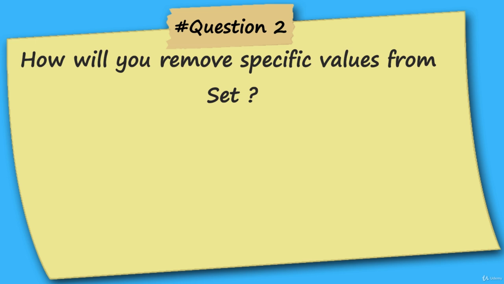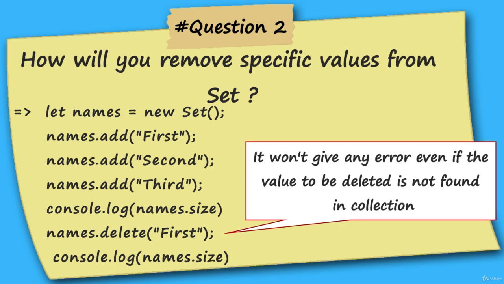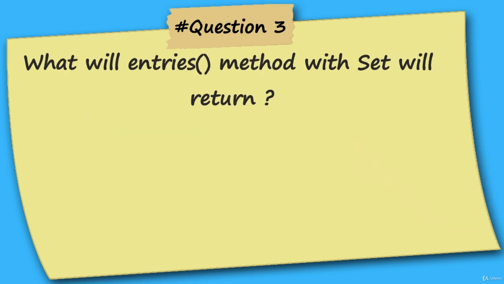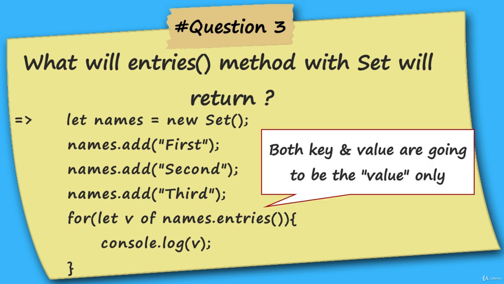The second question is, how will you remove a specific value from set? To remove a specific value, you use delete. Like this one here, we tried first, so it removed only that value. Remember, in case this value is not found, it's not going to give you any error. So this is how you remove a specific value from a set. The third question is, what will the entries method with set return? We have seen that when we use a for loop with the entries method, both the key and value are going to be the value only, because it doesn't have a key in the set collection.